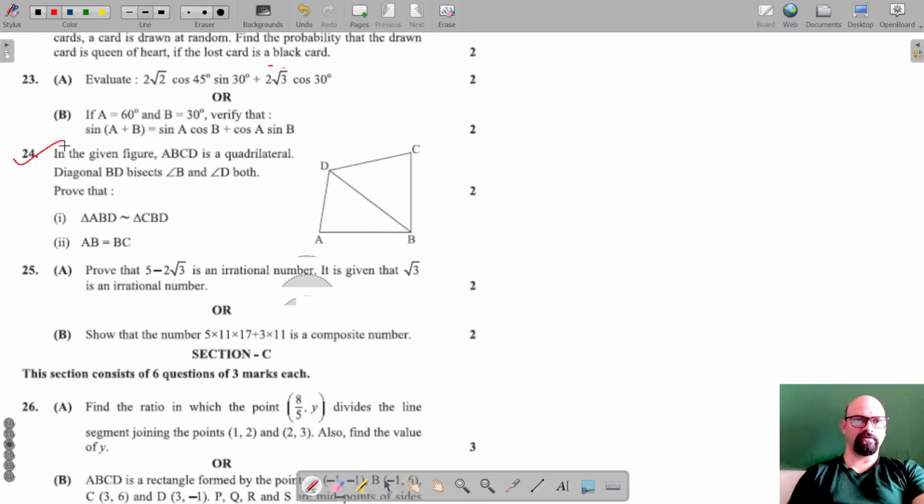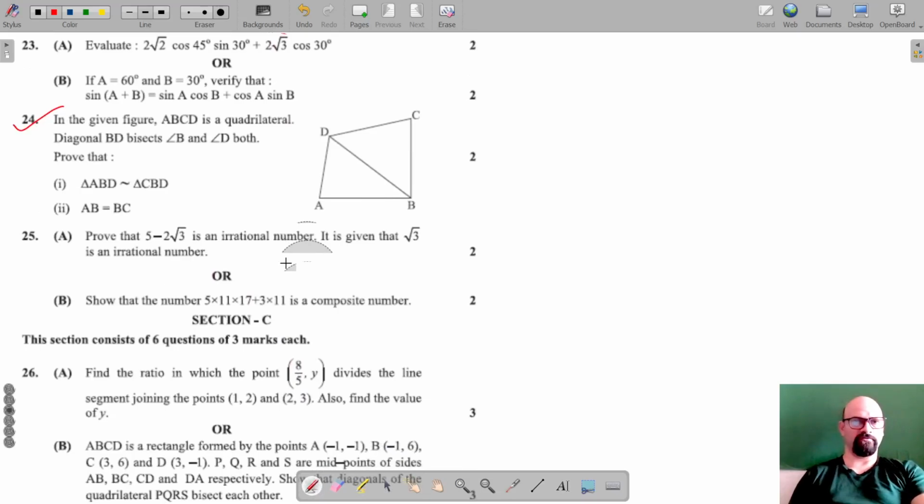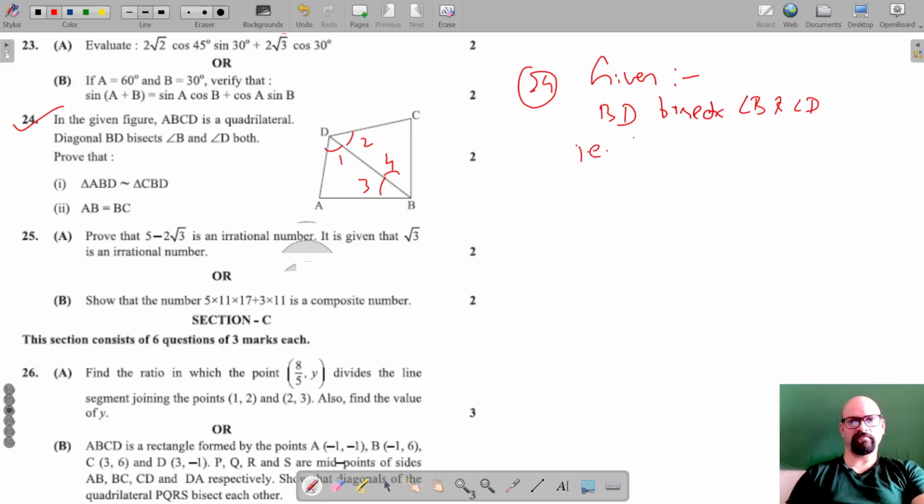For question number 24, it is given that in the given figure, ABCD is a quadrilateral and diagonal BD bisects angle B and angle D both. So that means, let's say this is angle 1, this is angle 2, this is angle 3, and this is angle 4. It's given that BD bisects angle B and angle D, which means angle 1 is equal to angle 2 and angle 3 is equal to angle 4.